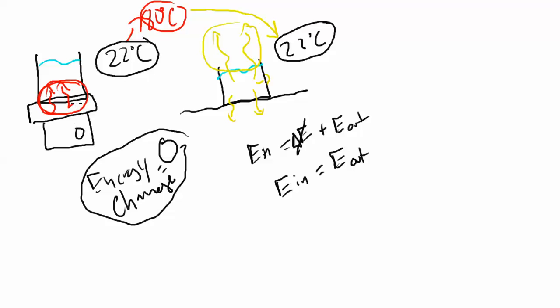So however much energy we put into the water to raise it up to 80 degrees Celsius, the exact same amount of energy has to come out of the water and go into the atmosphere or the beaker or the table when the water drops back down to 22 degrees Celsius. The energy in has to equal the energy out. And the reason for that is the first law.